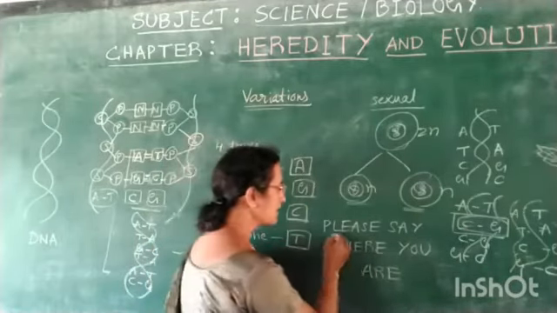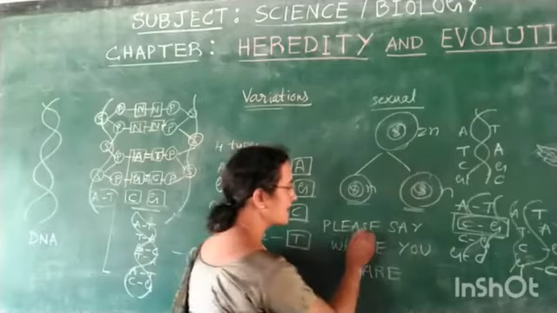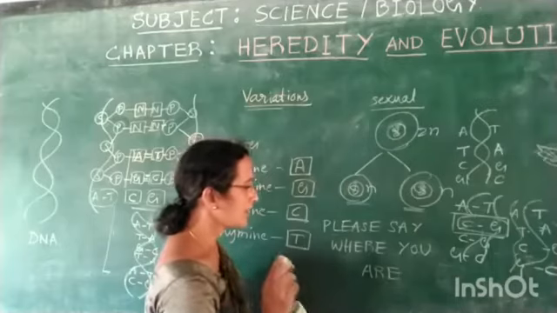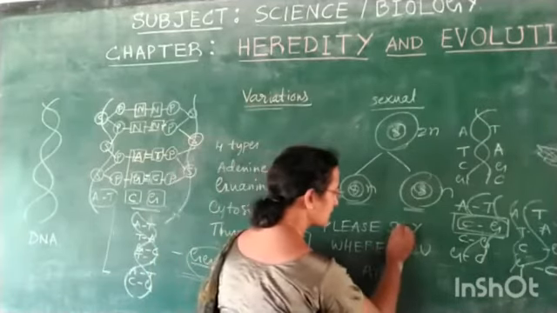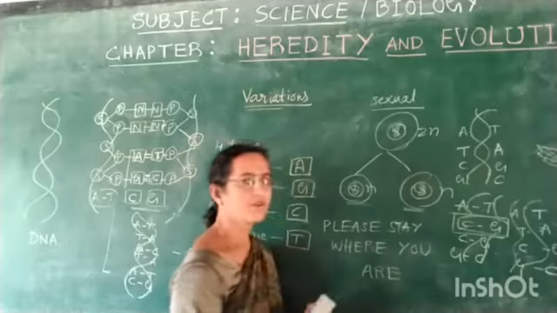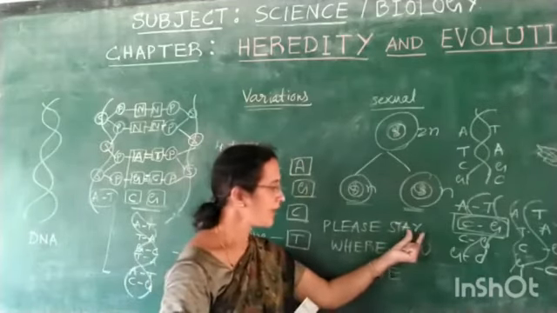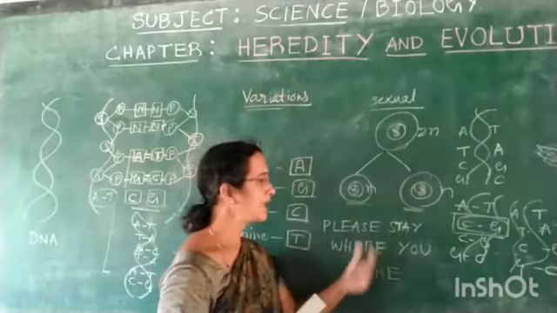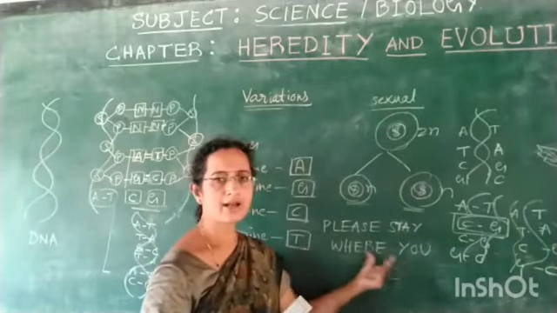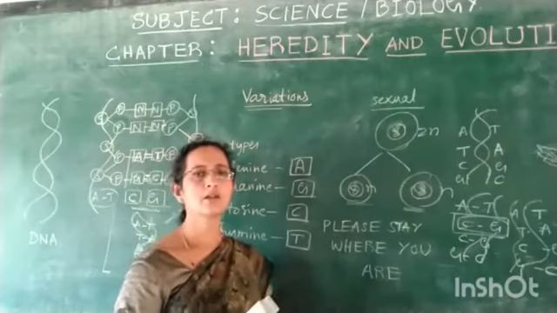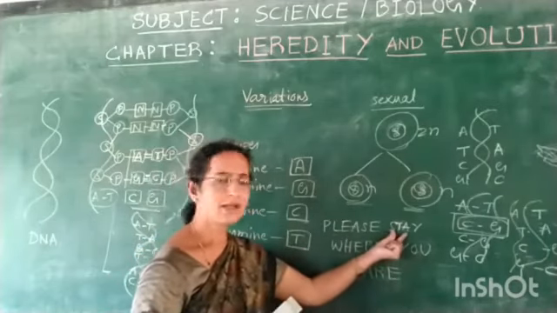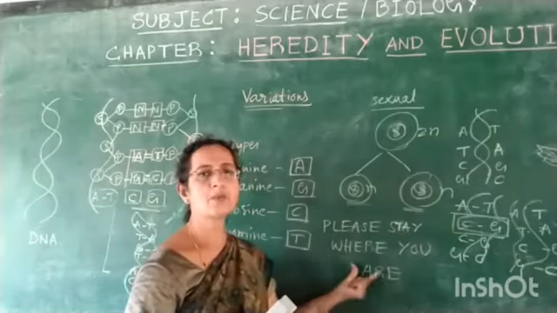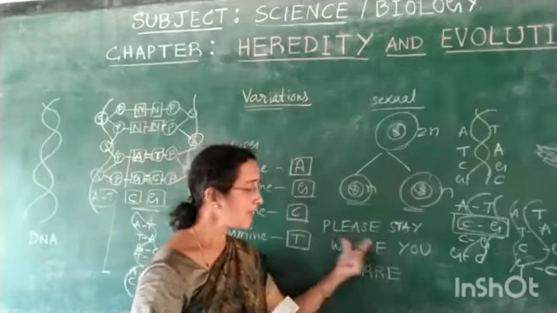See, I'll say the meaning of this sentence. That is, "Please say where you are." So if I write one T here, instead of "say," I include one more alphabet here, T. "Please stay where you are." Earlier to that, "Please say where you are." So if I am adding one more alphabet, it fully changed the meaning of this sentence. "Please stay where you are."